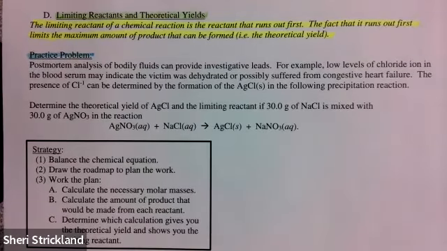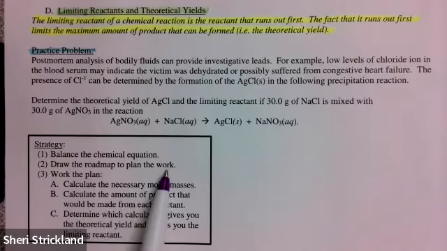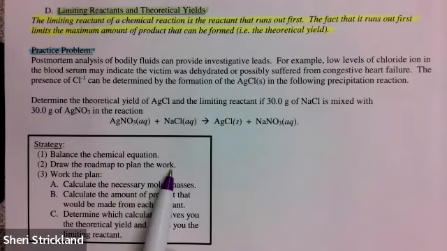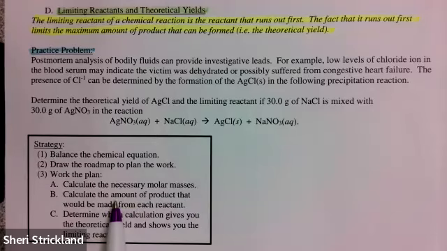In this video, we're going to finish our investigation of chemical evidence by talking about limiting reactants and theoretical yields. Now, this is going to build on everything that we've been doing in the last couple of sessions. You can see we're going to balance the equation, draw a roadmap to plan the work. Okay, so we haven't drawn a roadmap yet, but we will in this one. Then we're going to work the plan. It will involve calculating some molar masses, and then we'll use some molar ratios, and then molar masses will come back again when we're calculating theoretical yields. And so we'll talk about that as we go.